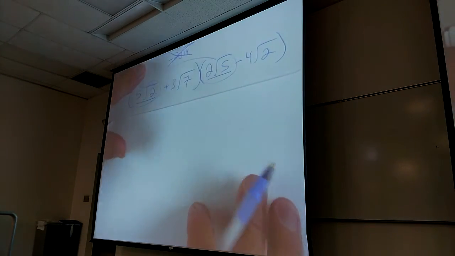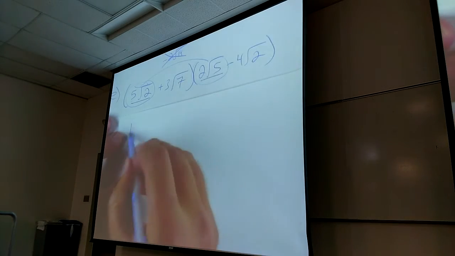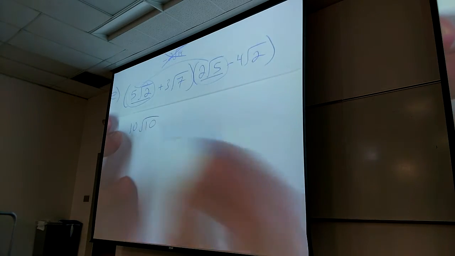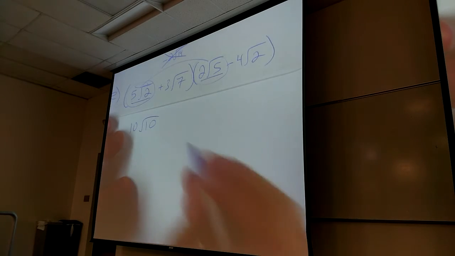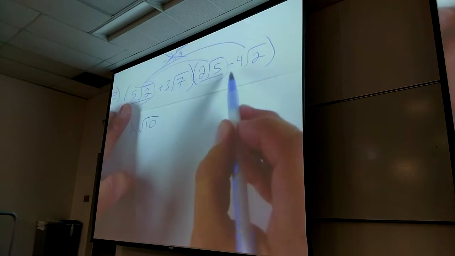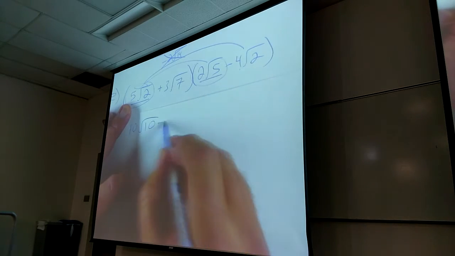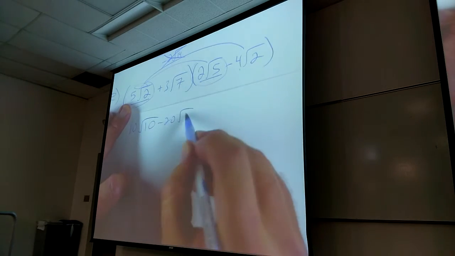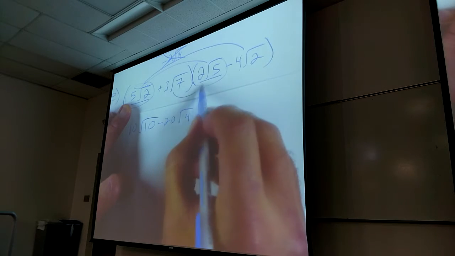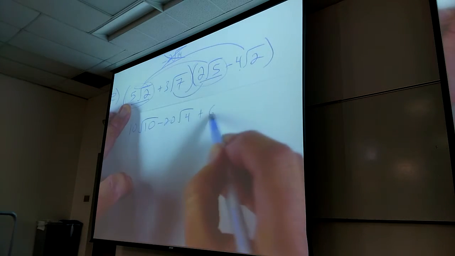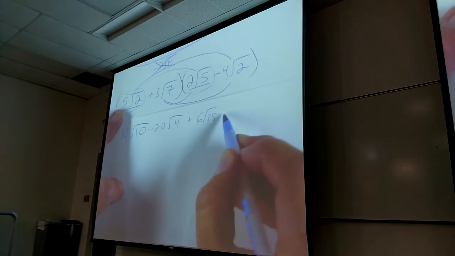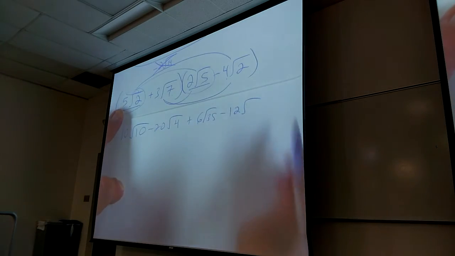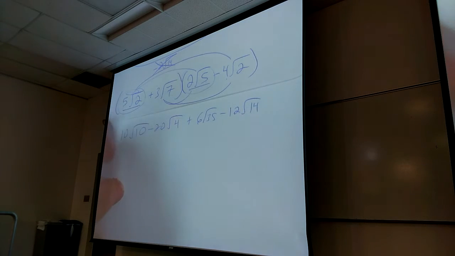So, what do I get there? That's all I care about at first. 10, rad 10. That's kind of nice. It feels like you should be able to do some of that, but you can't. And then I get here negative 20, rad 4. We'll worry about that later. Plus 6, rad 35. Minus 12, rad 14. Each of those little problems was easy.